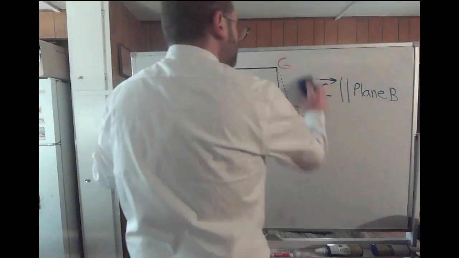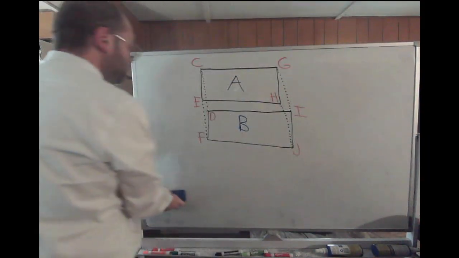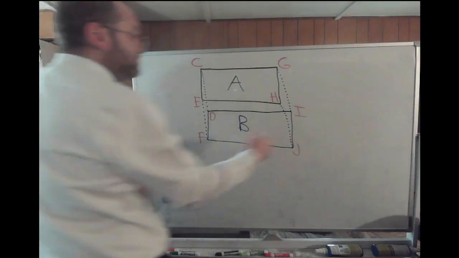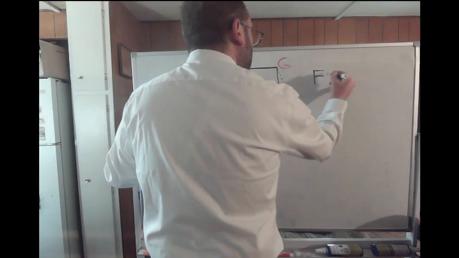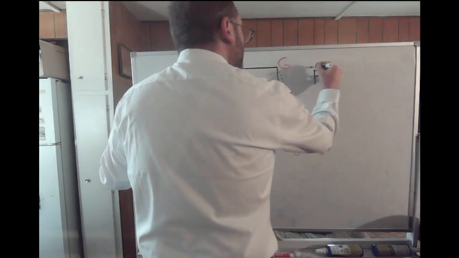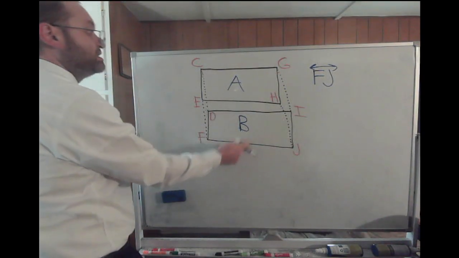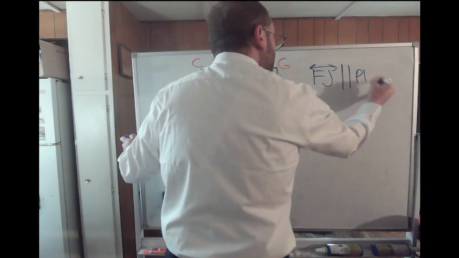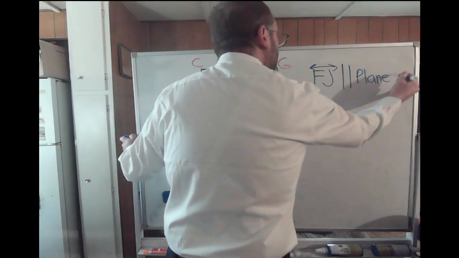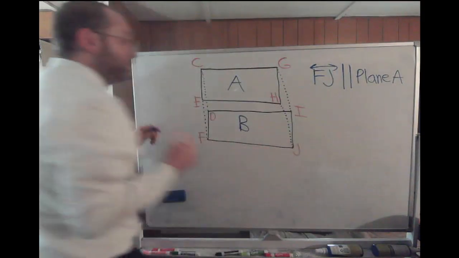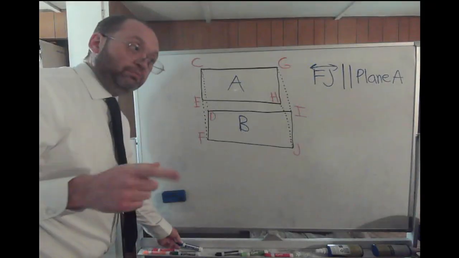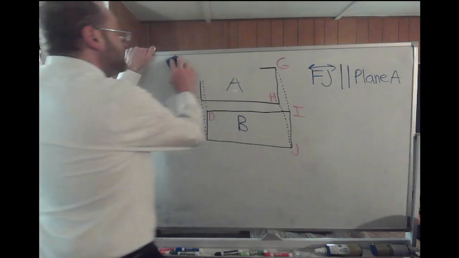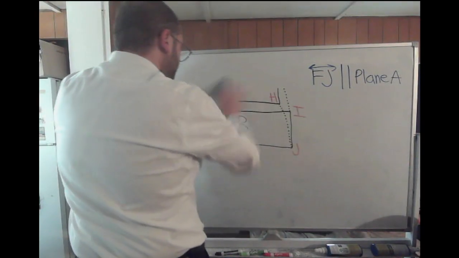You can also say that line FJ, we have line FJ right here is parallel to plane A because line FJ and plane A never touch. So a line is parallel to a plane if that line and plane never touch, or never meet. So that's something else you can have.